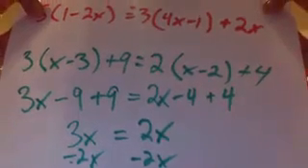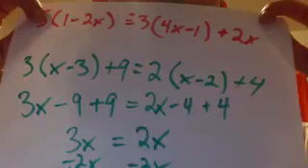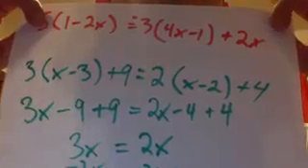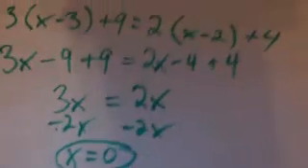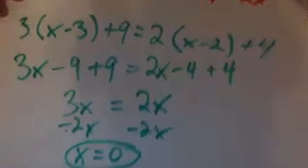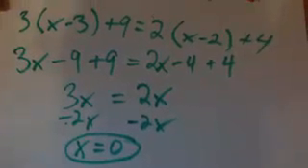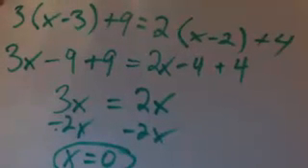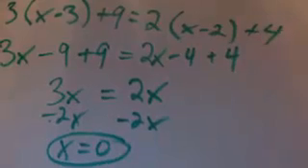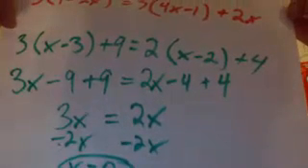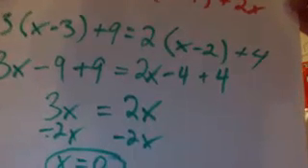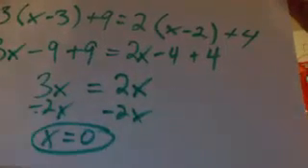Distribute the 3, and I get 3x minus 9, still plus 9. On the other side, I get 2x minus 4 plus 4. When I combine my like terms, I get 3x equals 2x, and a lot of people so badly want to call this no solution or identity. It is really not, though. The way you'll know if it's no solution or identity, your x's would need to be exactly the same. You need a 2x and a 2x, or a 4x and a 4x, or a 5x and a 5x. Because these sides are going to change at different rates, which means they're going to match up at some point. Subtract 2x from both sides, and you get x equals 0.